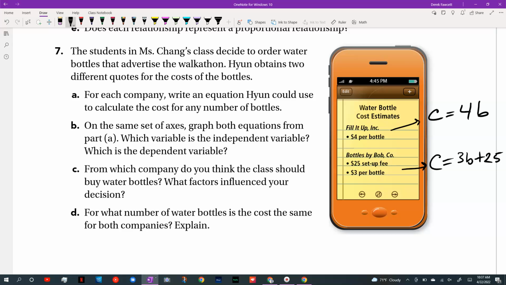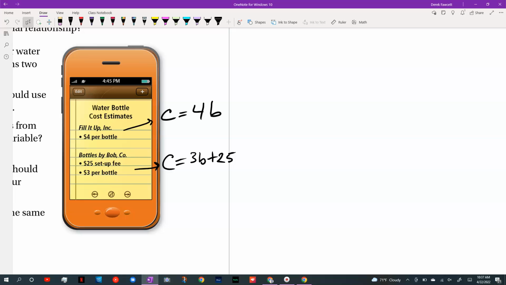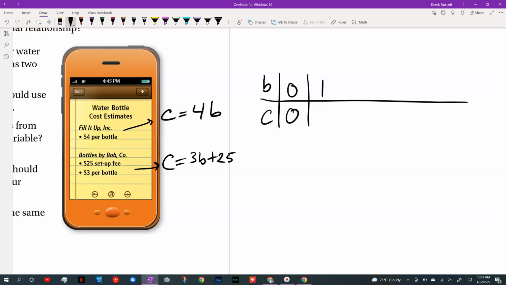Then you're graphing them. I'm not going to go over that, but in order to graph them, it might be easiest to do a table. Since B is your independent variable, I would put that on top. Cost is your dependent. So if I bought 0 bottles, that would cost $0. If I bought 1, that would cost 4. If I bought 2, that would cost 8. If I bought 3, that would cost you 12. 4, and 16.